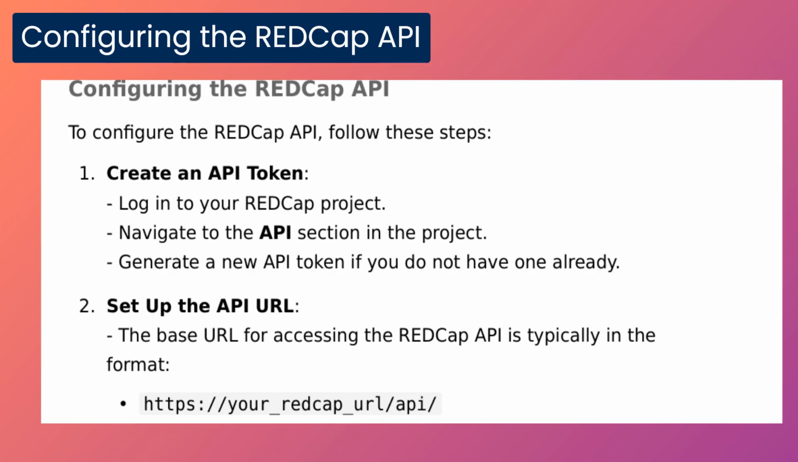1. Create an API token. Log into your REDCap project. Navigate to the API section in the project. Generate a new API token if you do not have one already.